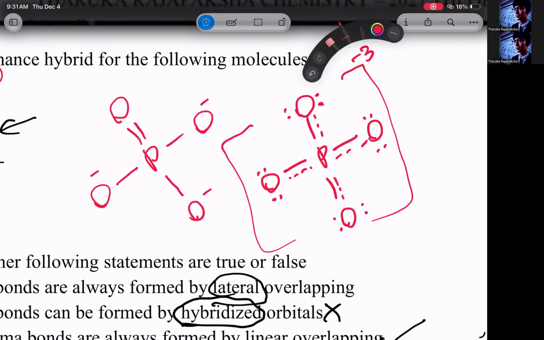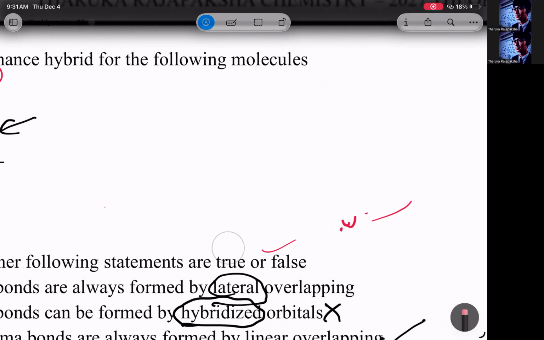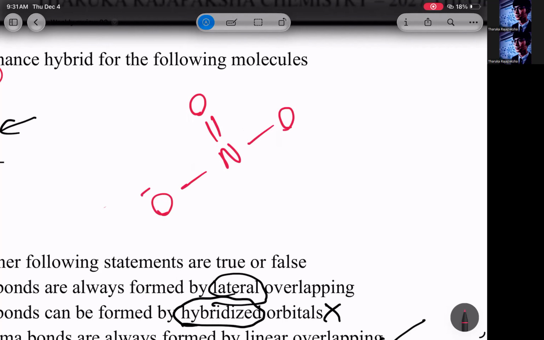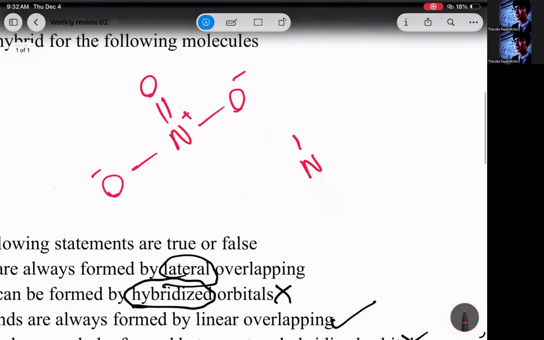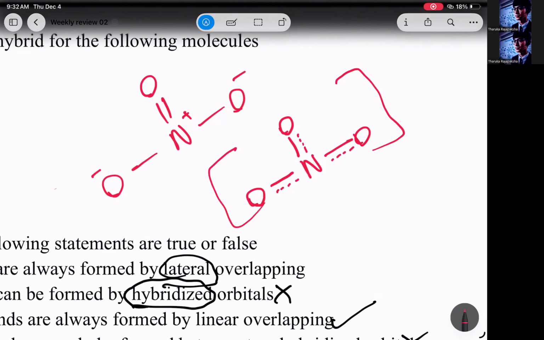Then the next one I gave you as homework, the nitrate molecule. It's easy, just the same thing again and again. You put the sigma bond and then the dotted lines. So the nitrate molecule has a minus 1 charge.